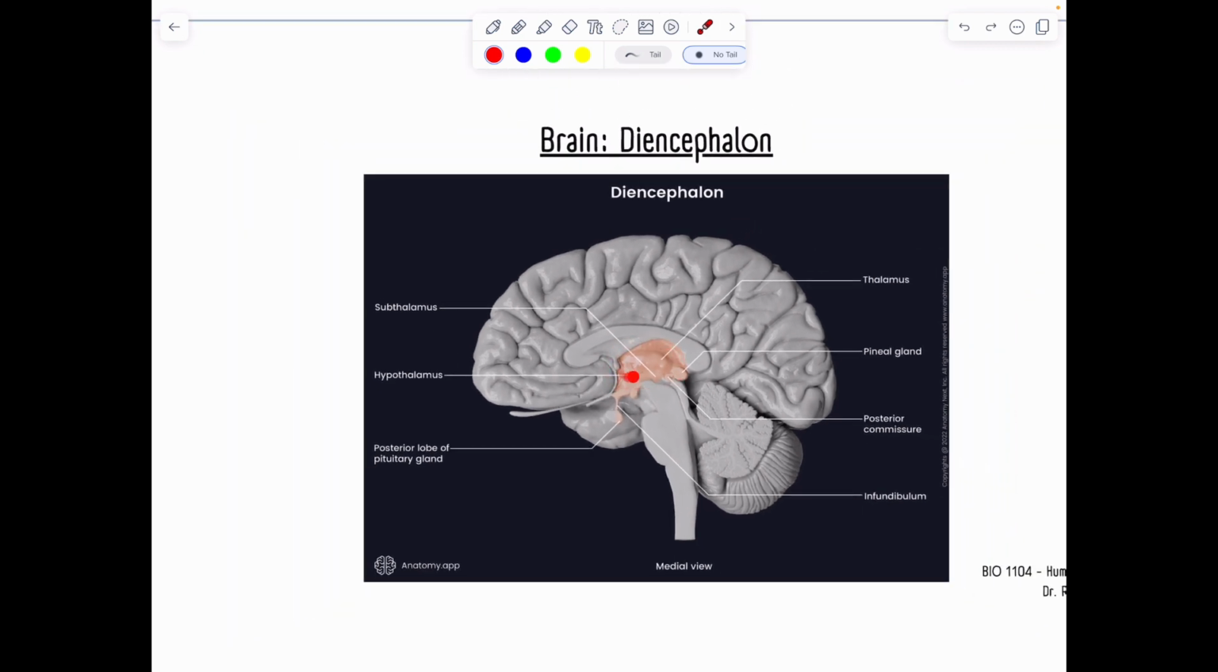So that's the diencephalon. So cerebrum, then diencephalon, and then underneath that, so right here, here, and here, this whole thing right here is our brainstem.